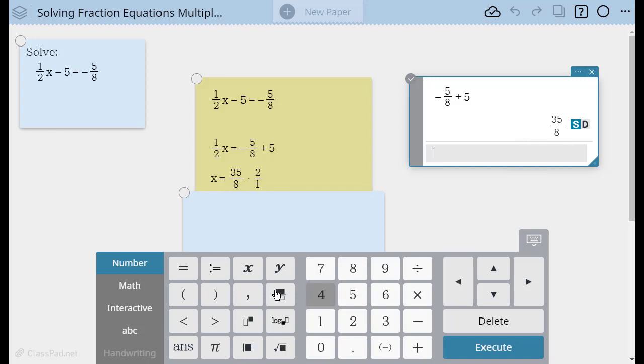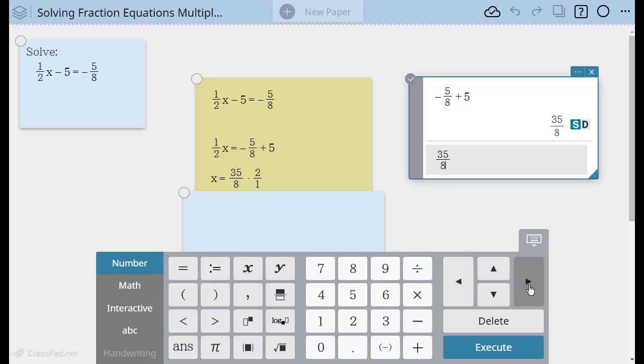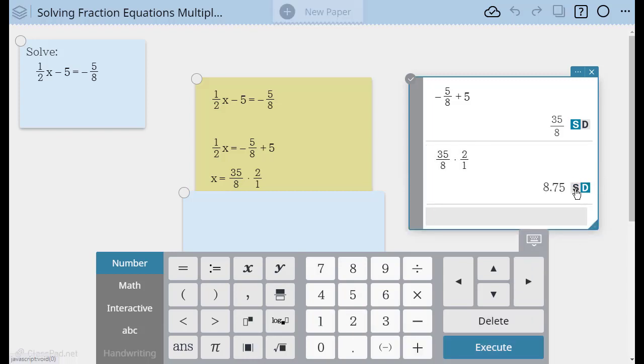Now I am going to enter my 35. Another way to use the template is to enter the numerator first, hit the template key, and it automatically puts the next value in the denominator position. I'm going to hit the right arrow key and now enter my operation. And now I'm going to do the same thing, 2, template, 1. And hit execute. Again, it's giving me the decimal equivalent, but if I toggle, there is the standard notation.